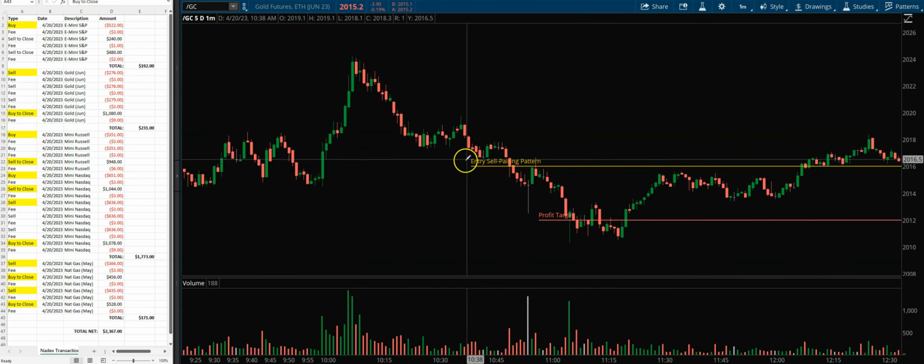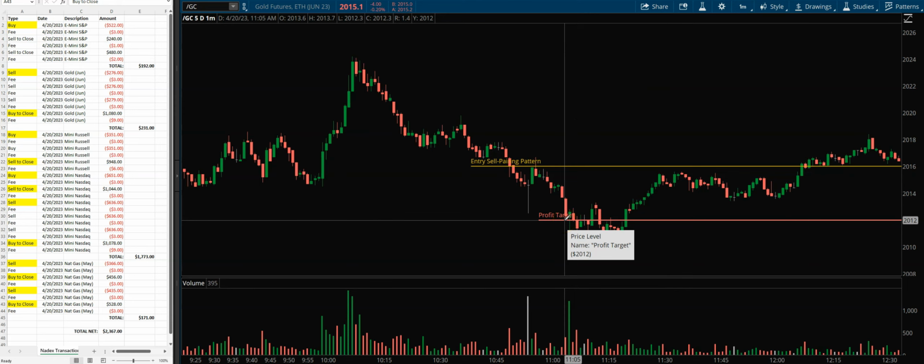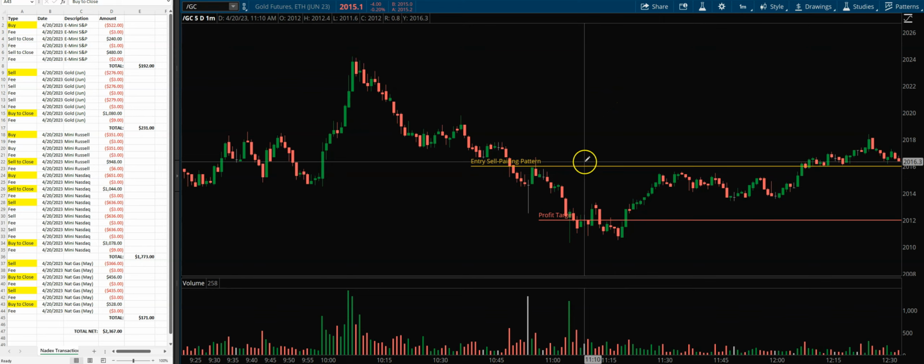Sometimes we have multiple patterns setting up, and you'll see that more when I'm trading stocks. When I'm trading commodities, like gold and silver, or the indices, I just go for the very first target. Do I need to go for additional targets? Could I? Yeah, a lot of times there are multiple patterns setting up.